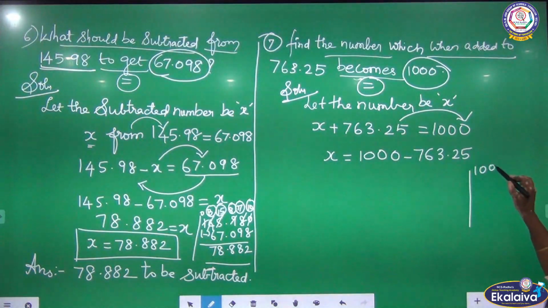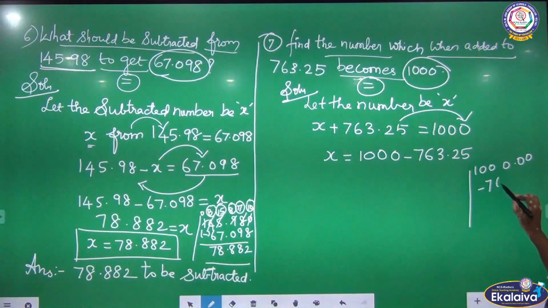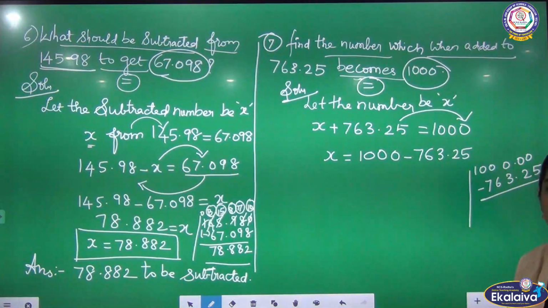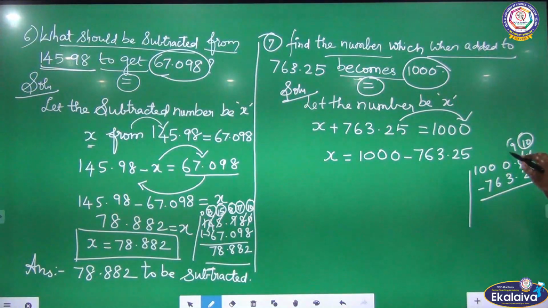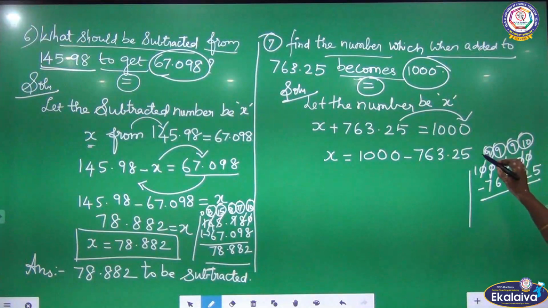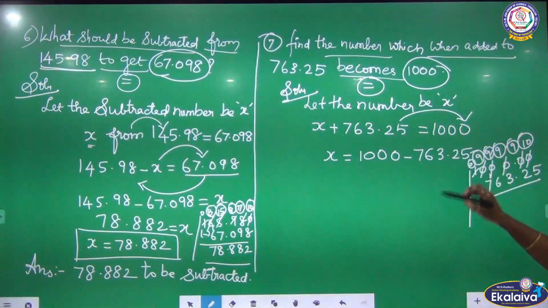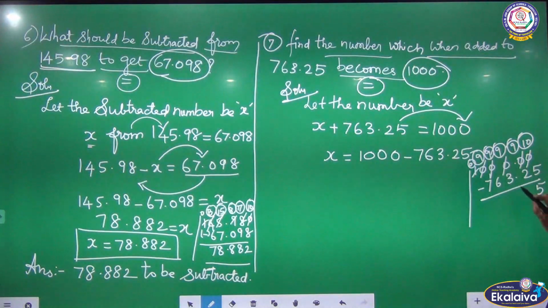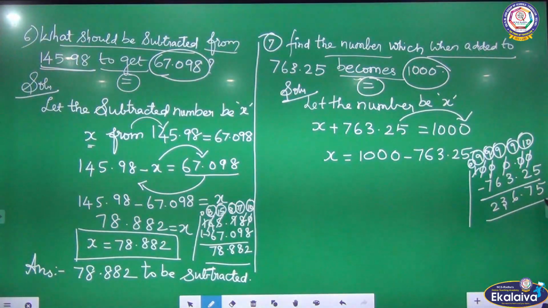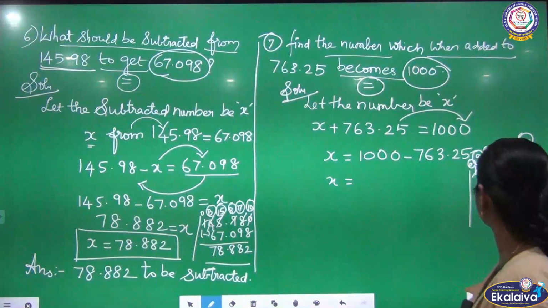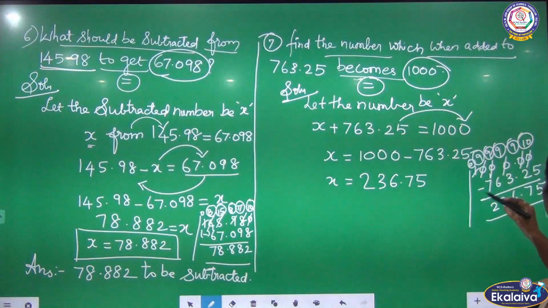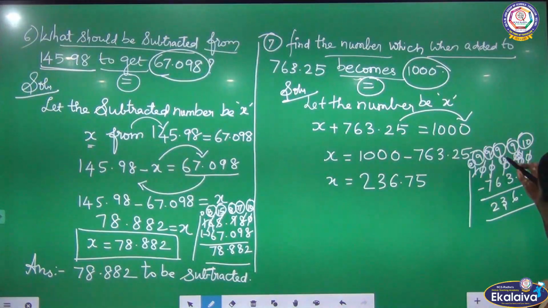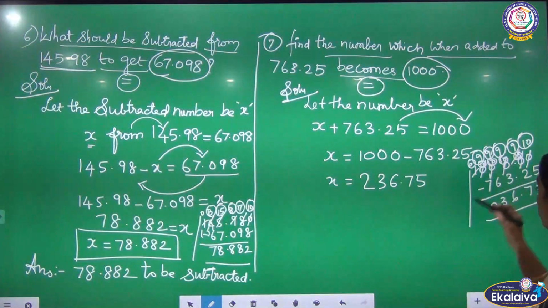Now you can subtract this. 1000 minus 763.25. Just subtract these two and I can find the number to be added. Listen, this becomes 10, 9, 9, 9, and this is 9. This becomes 0. Now listen, 10 minus 5 is 5, 9 minus 2 is 7, 9 minus 3 is 6, 9 minus 6 is 3, 9 minus 7 is 2. Actually this becomes 10, again this 10 becomes 9. Here also 10, here also 10, and here also 10. So 2 more steps you have to do here.